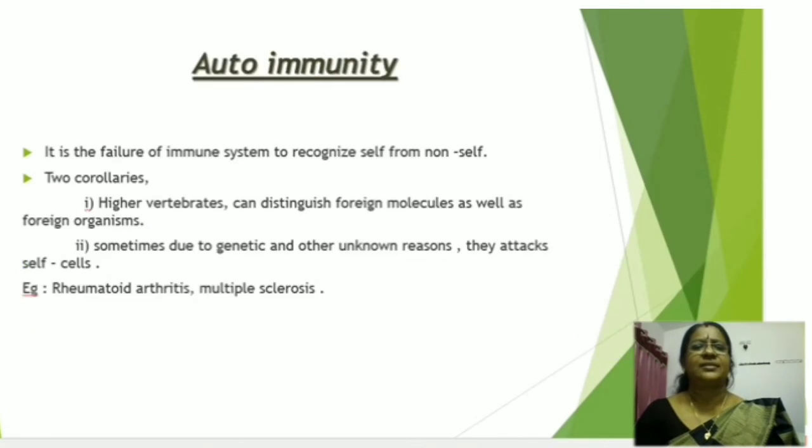The next slide is autoimmunity. Here our immune system fails to recognize self cells from non-self cells. Two corollaries are mentioned here. One is that higher vertebrates can distinguish foreign molecules as well as foreign organisms. Second, sometimes, due to genetic problems, this fails. The best examples are multiple sclerosis and rheumatoid arthritis.